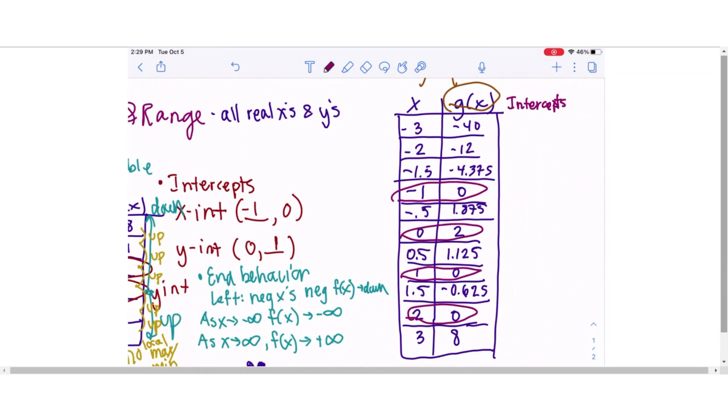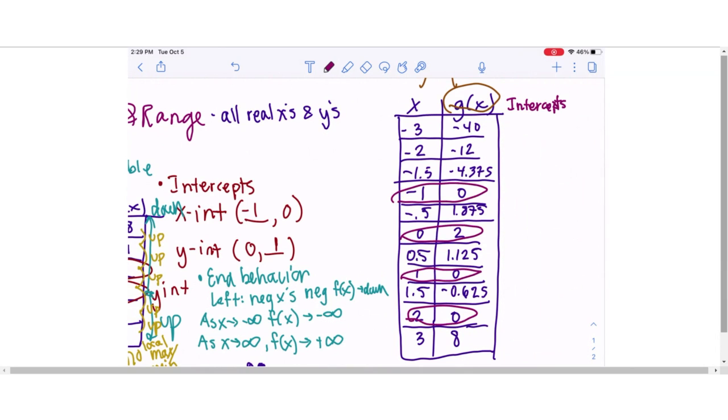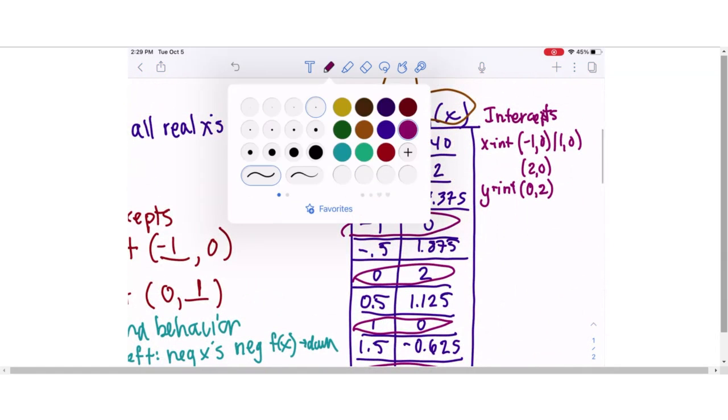Nice. So when we have those zeros, when there's a number on the left side, those are the x-intercepts. So our x-intercepts are at (-1, 0), (1, 0), and (2, 0). Okay. The y-intercept is the one where the 0 is in the x spot, and that's going to be (0, 2). Not too bad. Then we're going to do our end behavior.